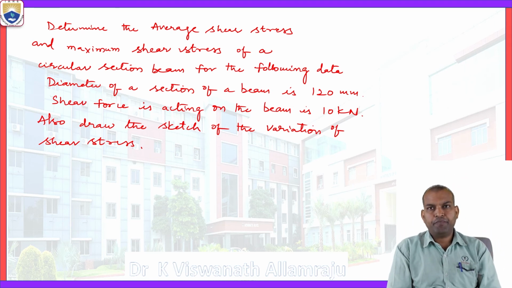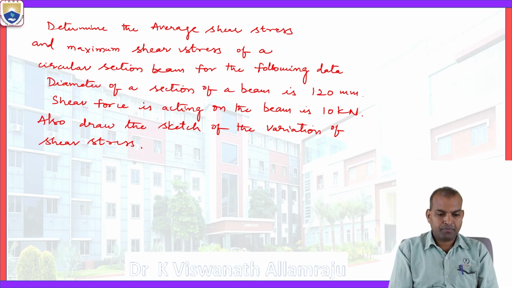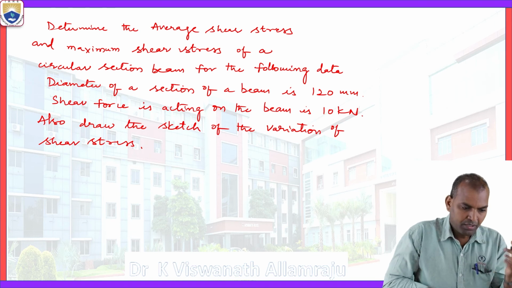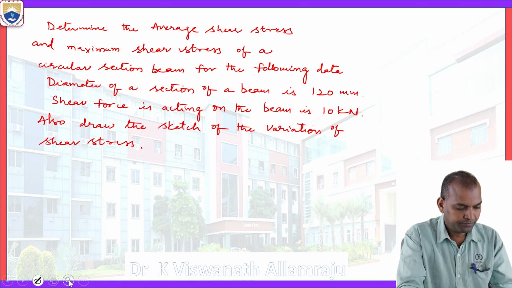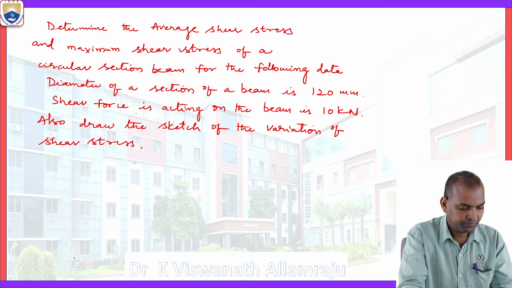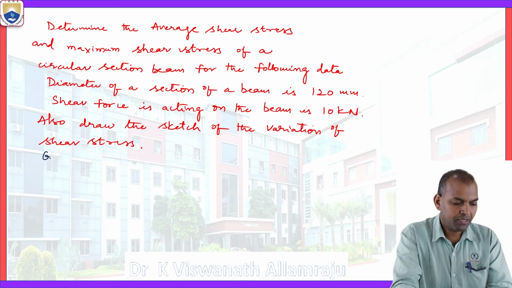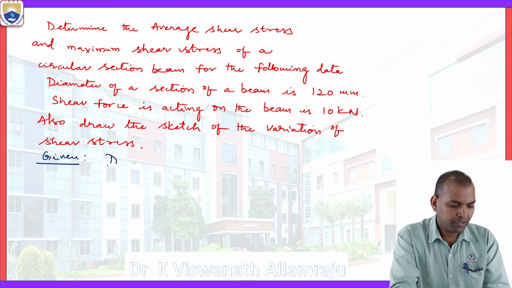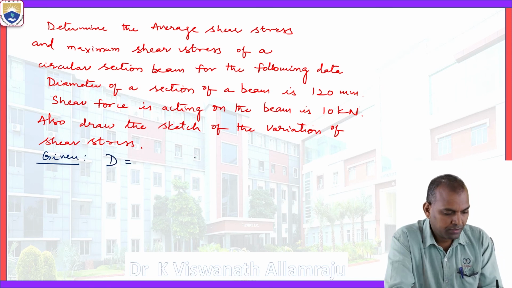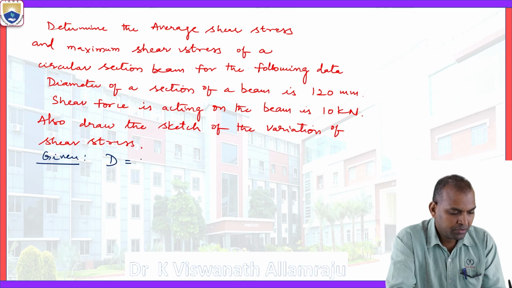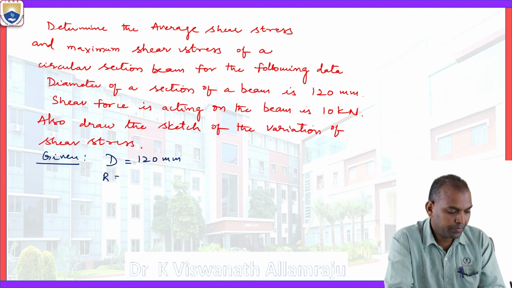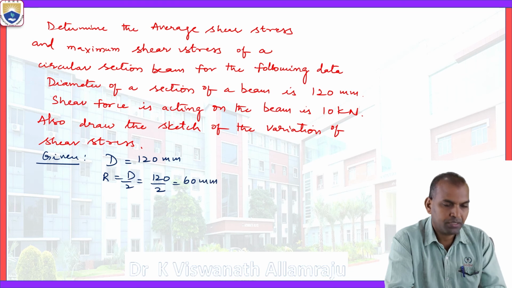So this is the problem. Then how to solve? Let us begin. For the given data, the diameter of the beam is 120 millimeters. What is the radius of the beam? That is d by 2, that is 120 by 2, 60 millimeters.